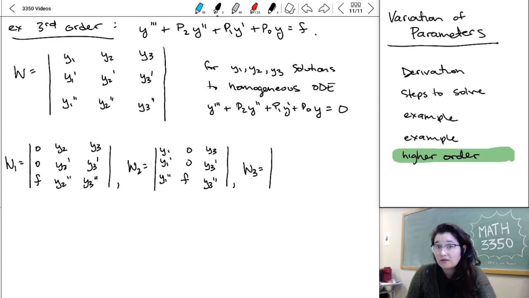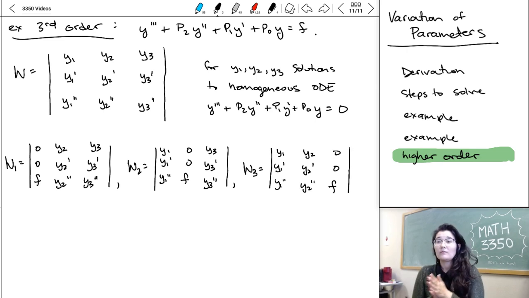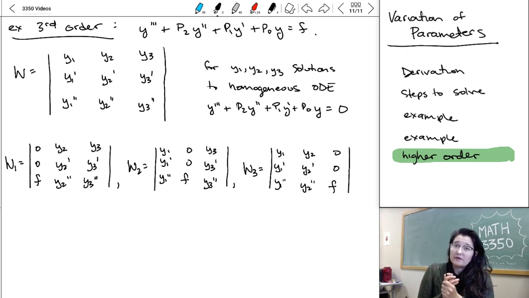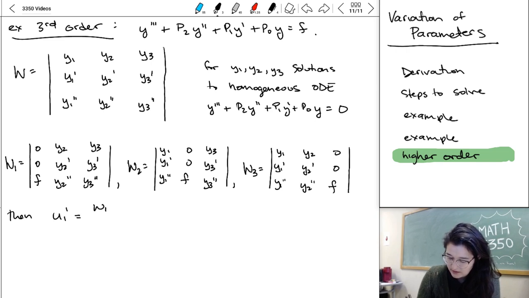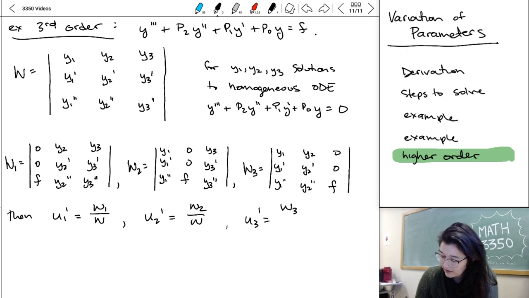I'm going to copy the first two columns of W, and then my last column, the third one, will be 0, 0, f. Oops, I'm not making matrices, I'm making determinants. And you would have to evaluate all those determinants. If you don't know how to take a 3 by 3 determinant, you would have to figure that out. But once you did, u1 prime is W1 over W, u2 prime is W2 over W, and u3 prime is W3 over W.